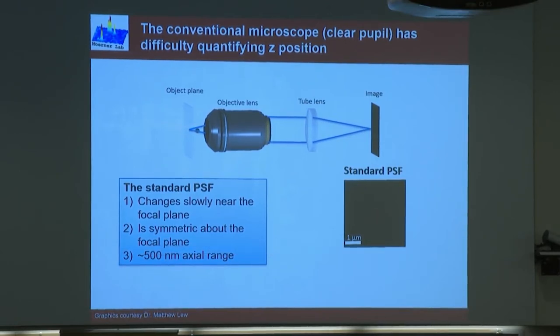It goes away very quickly, and in fact, at the focal plane where it's brightest, it changes slowly. That means its Fisher information is very poor. Its derivatives are zero when you're right in focus. So this is not so good for determining Z position.